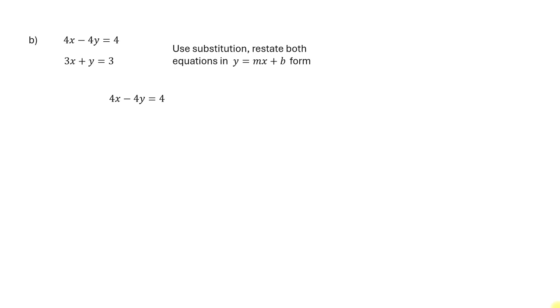we'll isolate the y on the left-hand side and the rest on the right-hand side, eventually giving us an equation of y equals x minus 1. We'll do the same with the second equation. We want it in y equals mx plus b form. 3x plus y equals 3. y equals -3x plus 3. Now both equations are in y equals mx plus b form.